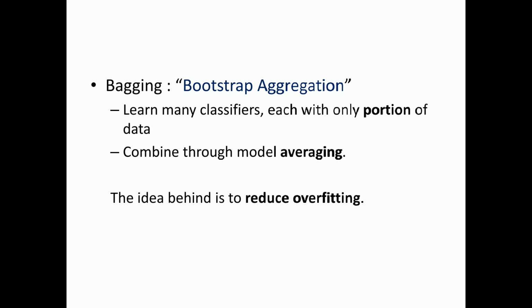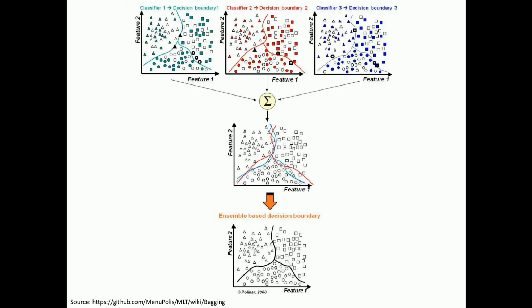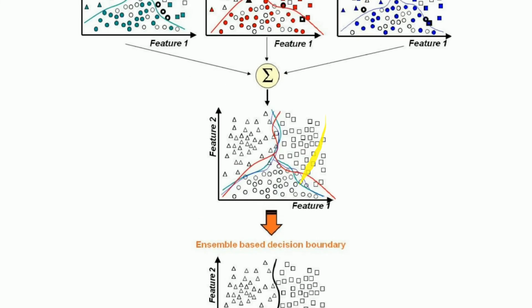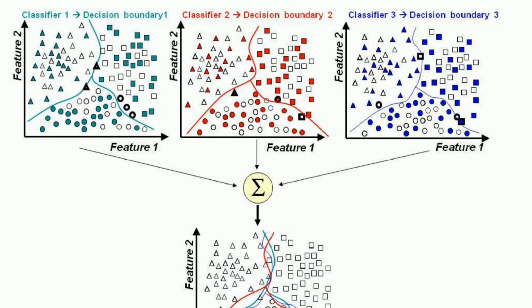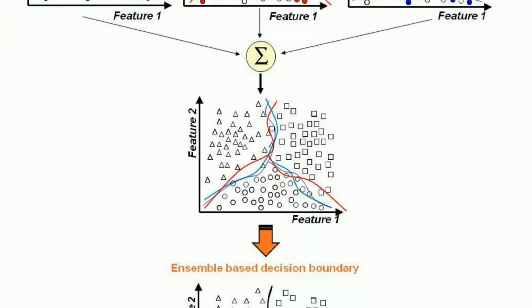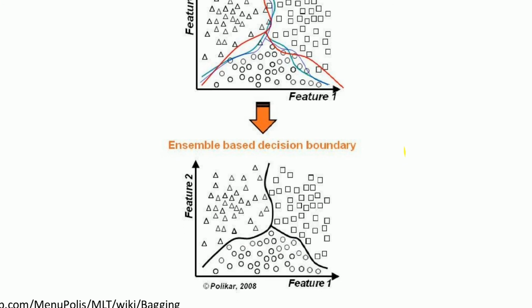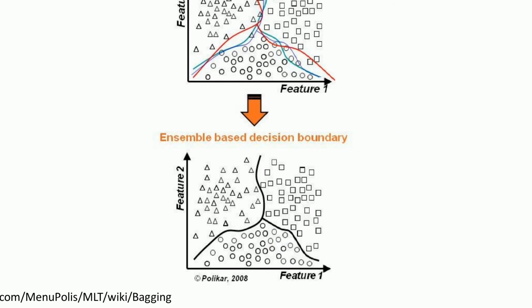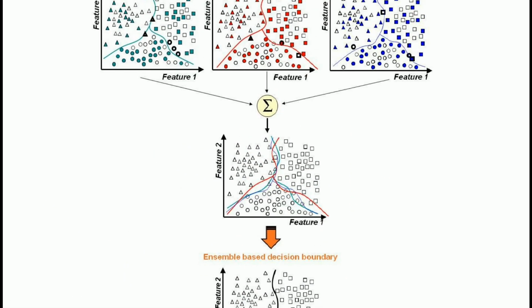You can learn many classifiers, each with only a portion of the data, and you can combine them by averaging the values. The idea behind bagging is to reduce the overfitting of the data. You can think about this particular example. Here we have decision boundary 1, decision boundary 2, and decision boundary 3. There are 3 different classifiers, and when we combine them, we get the final ensembled decision boundary, which will give you a better result than all those 3.